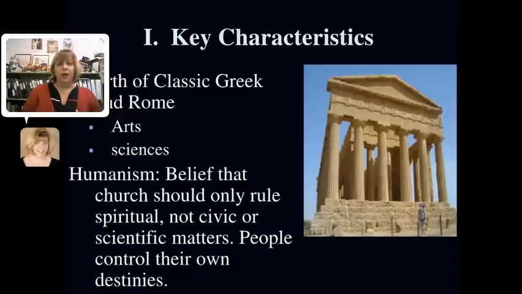And this also led to the uprise of a belief called humanism. This was the idea that while the church was still very important, the church's place in the world was for the spiritual matters. The church should not be involved in civics, that is, in the politics and the running of the government, or in scientific matters, and that people should be thinking about controlling their own destinies rather than just accepting whatever life or situation they were born into.